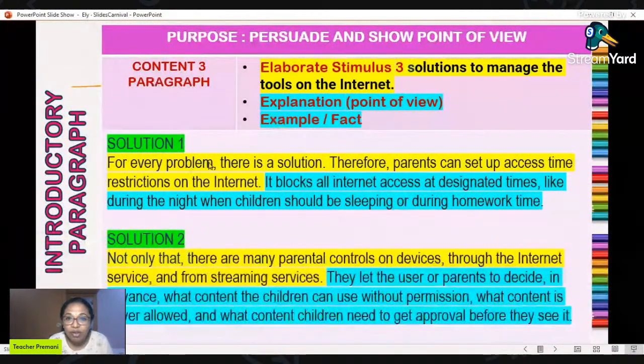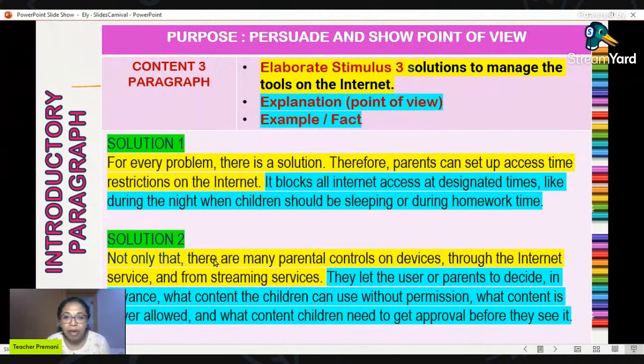So here what you can see is the solution is given, elaboration, and here you're giving an example in terms of fact. The example is while sleeping and during homework time. So how the block of internet access works, you're explaining that. Okay. Second solution.